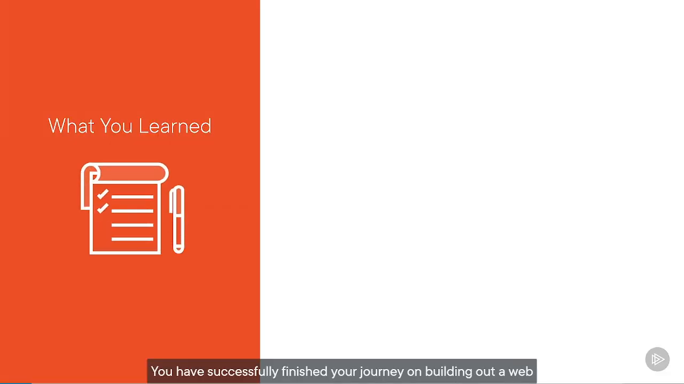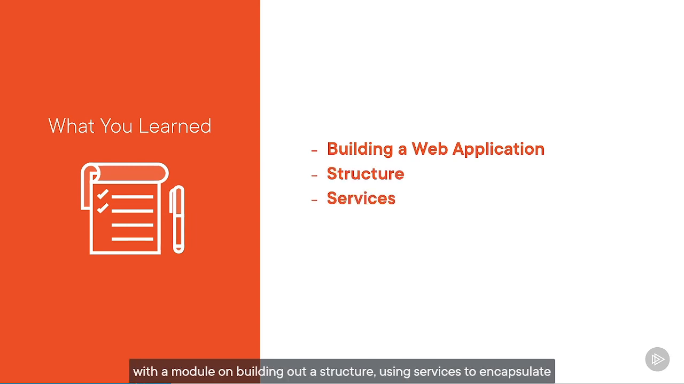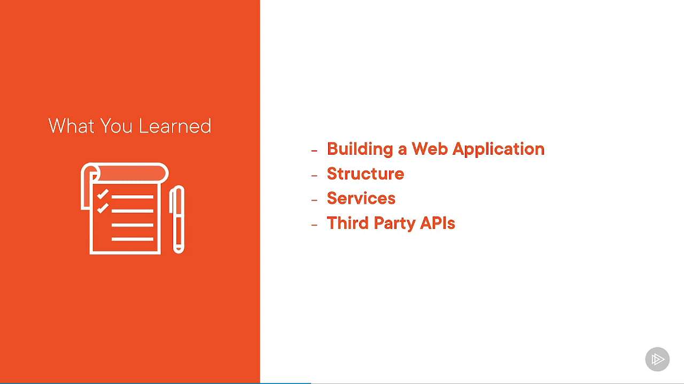You have successfully finished your journey on building out a web application with Node.js and Express. And we rounded out this course with a module on building out a structure using services to encapsulate your code out of your routers and just having all of that service code separated out so that in order to call this third-party API that we were using for speakers, it just took one line of code embedded in your router to get all of that done. And so that rounds out the course.